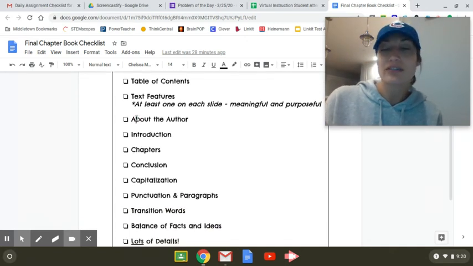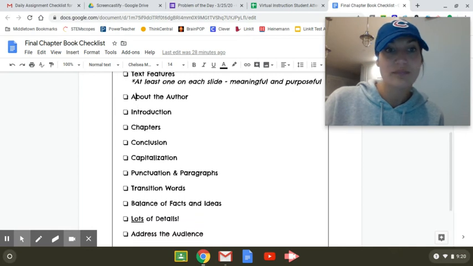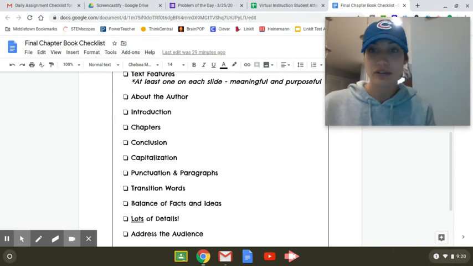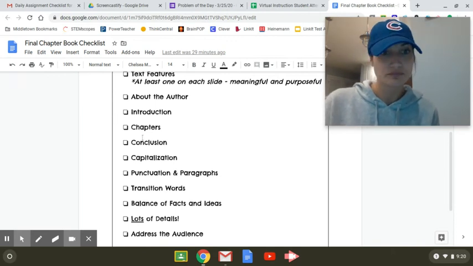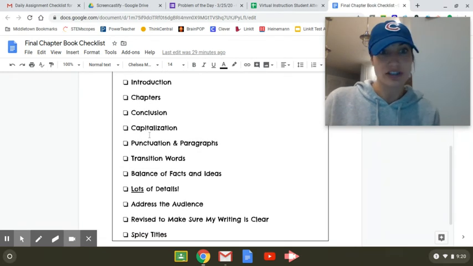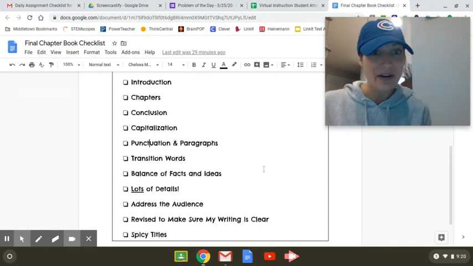You can also now complete your About the Author slide. You have your introduction. You have your different chapters. Some of you have 3 chapters. Some of you have 7. Whatever you think is appropriate for your book. You need your conclusion. And on all your slides, of course, we need proper capitalization, proper punctuation and paragraphs.